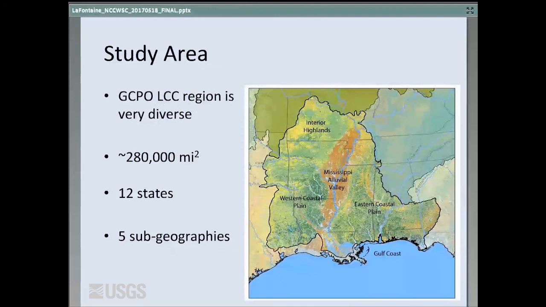So the study area for this project, in the GCPO LCC, is very diverse. It's just over 250,000 square miles. It touches or includes parts of 12 different states in the southeastern U.S., and it has 5 different subgeographies, from interior highlands to the Mississippi alluvial valley, the coastal plain, as well as the Gulf Coast. And so just within this area, you get much different hydrologic response depending where you are, and different drivers and potential anthropogenic impacts across that area as well.